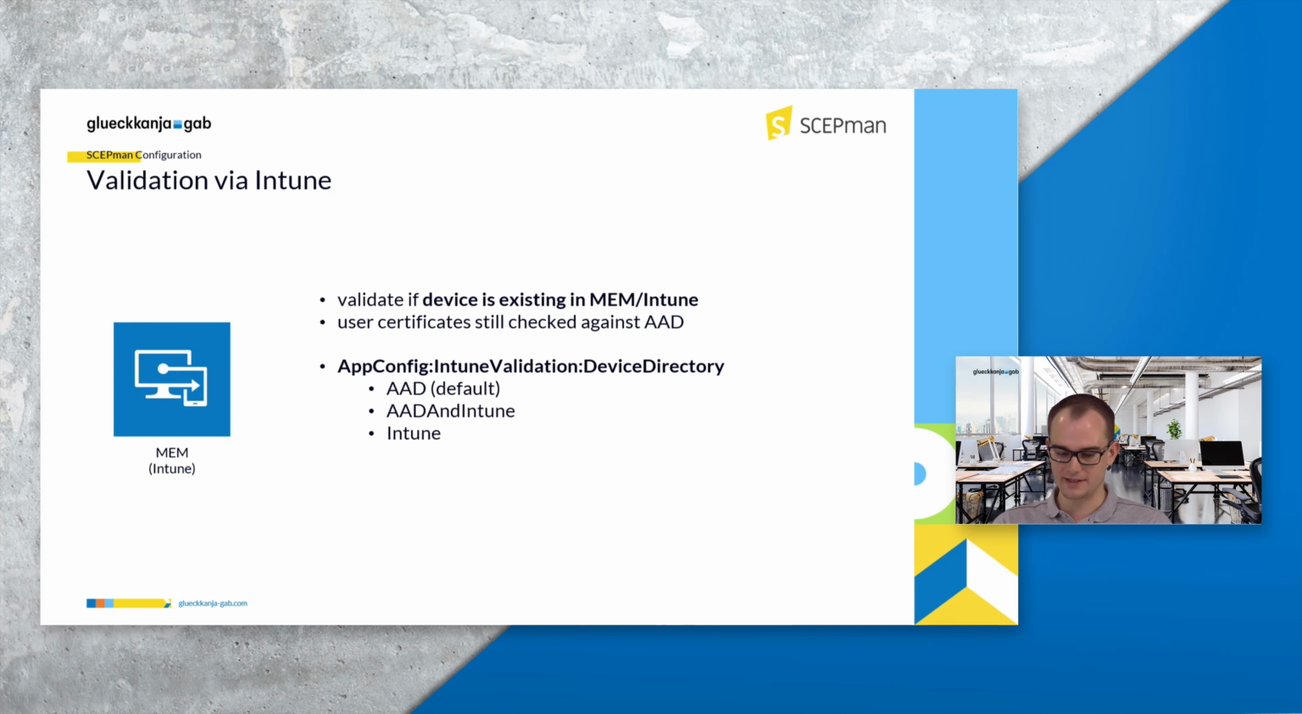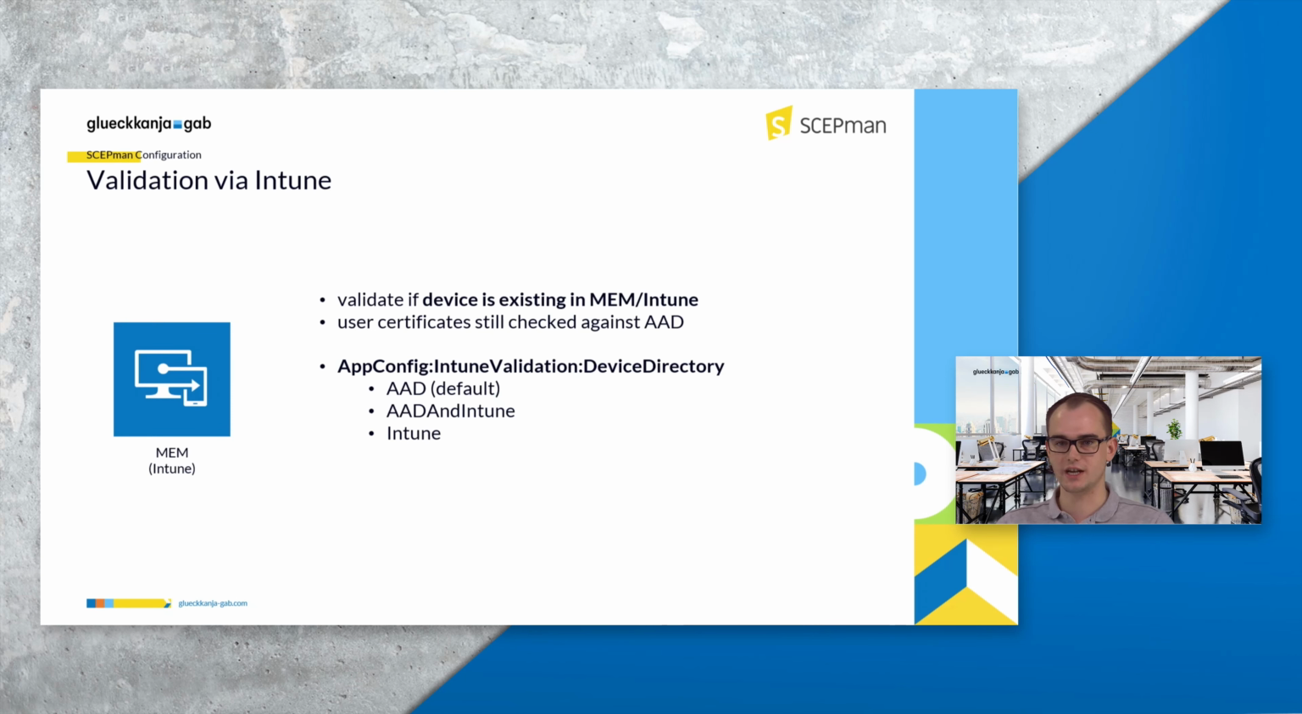So how do I set this up? Under the hood, we now offer a new app setting for you. You will find the app setting also described in our docs. The setting, you see it here on the slide, is AppConfig:Intune:Validation:DeviceDirectory, and there you have basically 3 options. The first option is Azure AD only. This is the default value, so if you do not add this configuration or change it, you will have the same default as before.